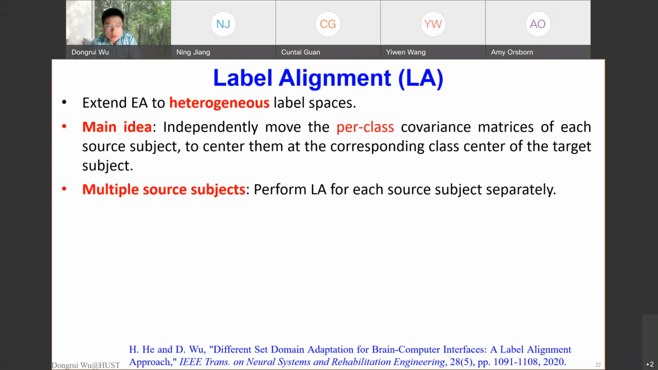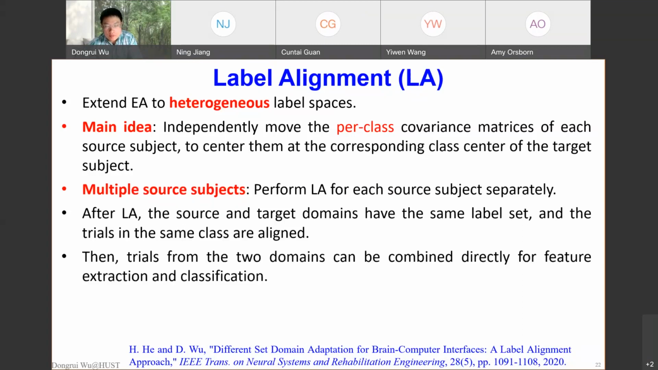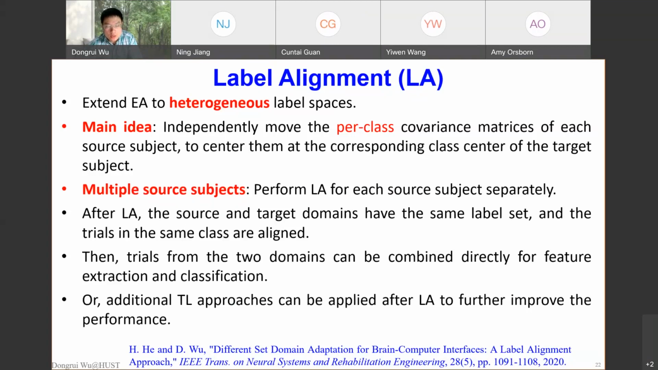If we have multiple source subjects, we can perform label alignment for each source subject separately, and then use ensemble learning to aggregate the final results. After label alignment, the source and the target domains have the same label set, and the trials in the same class are aligned. Then trials from the 2 domains can be combined directly for feature extraction and classification. Or we can use additional transfer learning approaches after LA to further improve the performance.